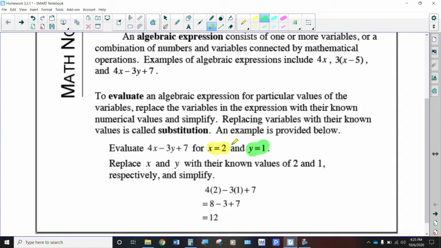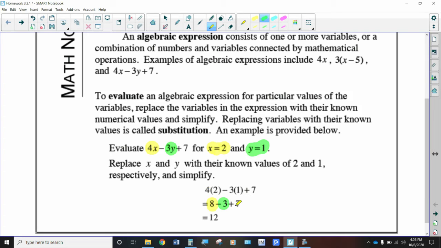So in this case, we're going to take 4x minus 3y plus 7, and we're going to say x is equal to 2. So let's go ahead and find out what that is equal to. 4 2's would be equal to 8, correct? And then we're going to say that y is equal to 1. So 3 1's would be equal to 3. So we're going to take 8 minus 3 plus 7.